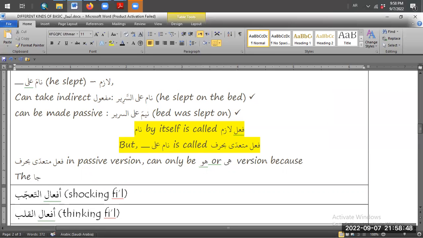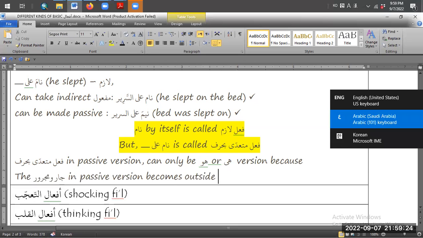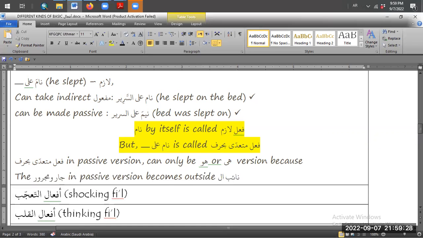The jar wa majrur, which is, how to say? So the jar wa majrur is outside na'ibul fa'il. Is that what you mean? Yeah. Jar wa majrur in passive version becomes na'ibul fa'il, outside na'ibul fa'il. Okay. Di mahalli rafa.